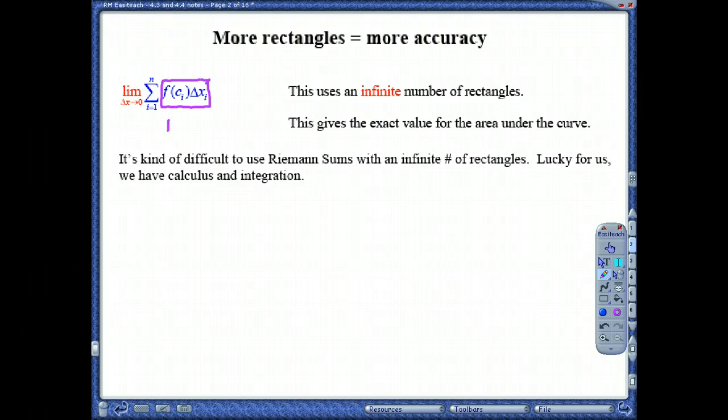That's our height times that base. So that's the area of our rectangles. Now, if we take the limit as that delta x, as that base gets smaller and smaller, so we have a base on our rectangle like that, well, our base is getting smaller.